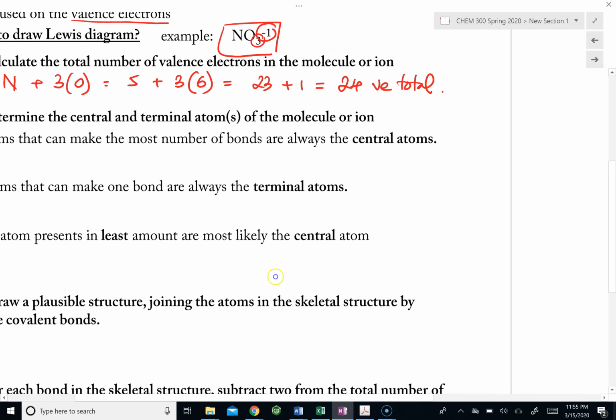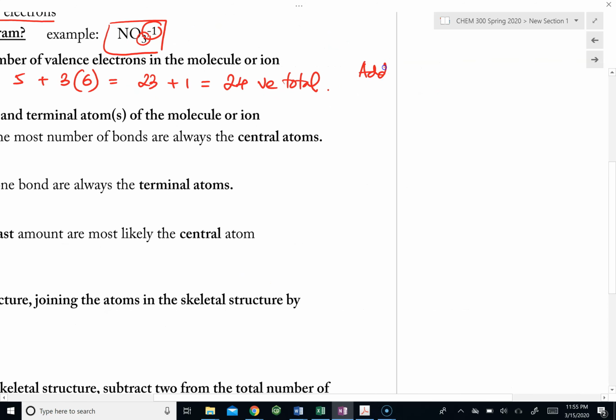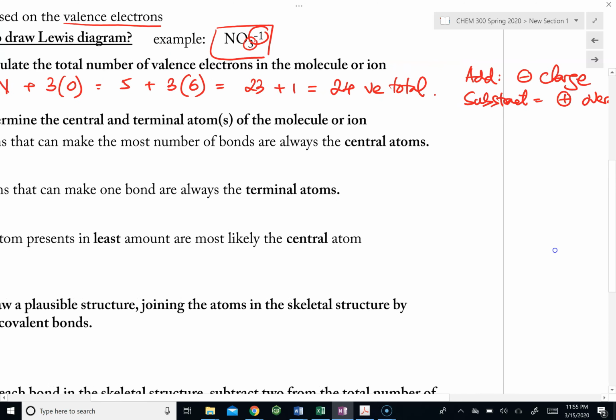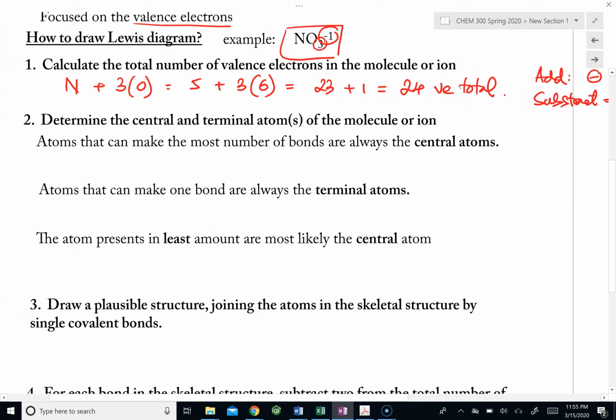So remember, add for a negative charge and subtract if we have an overall positive charge. Going back to this example, there will be 24 valence electrons altogether. So we have done step 1.